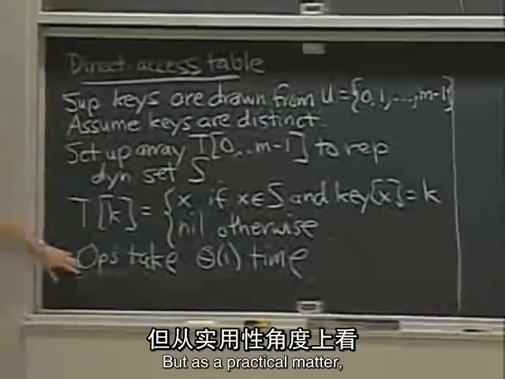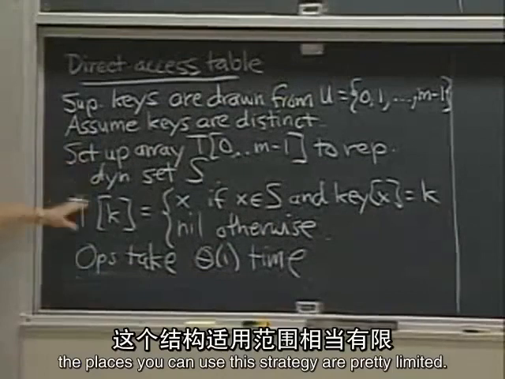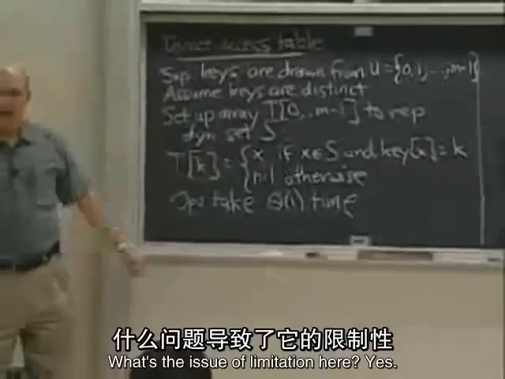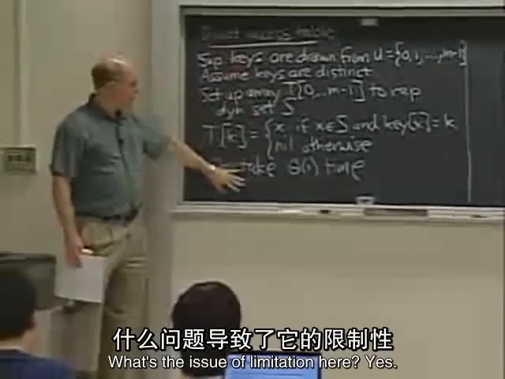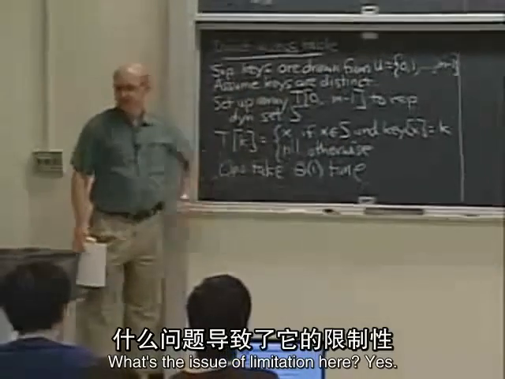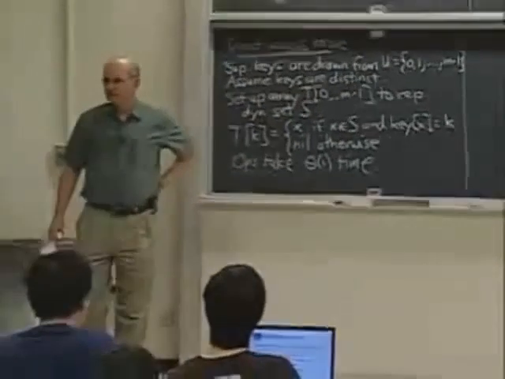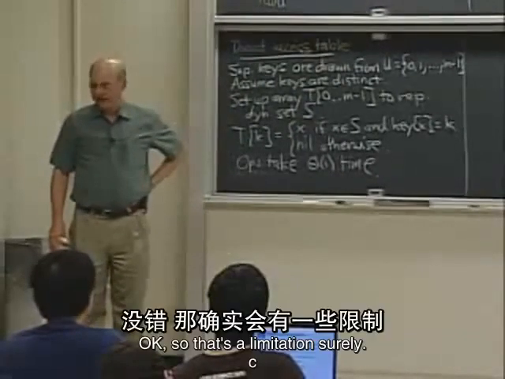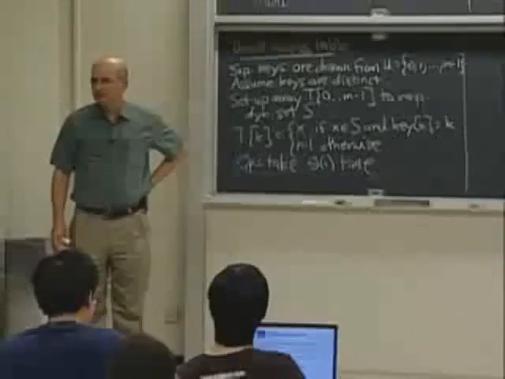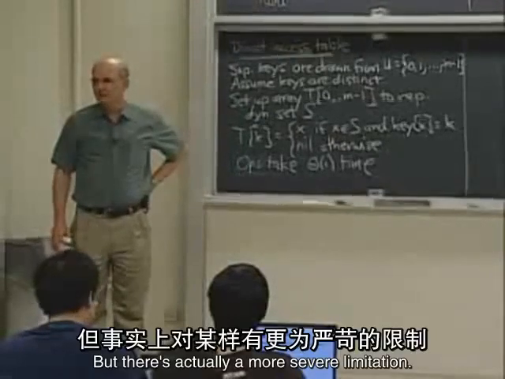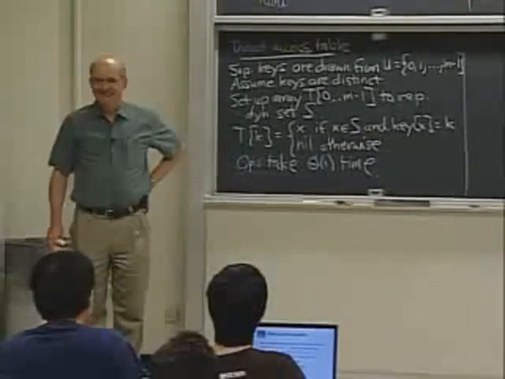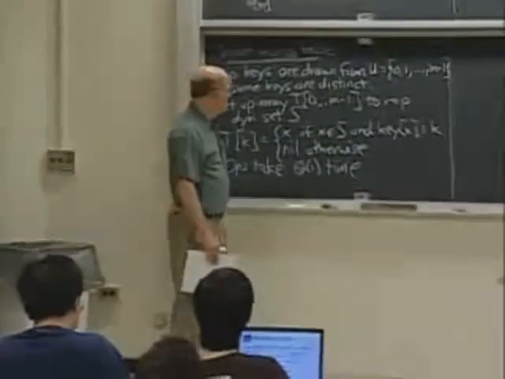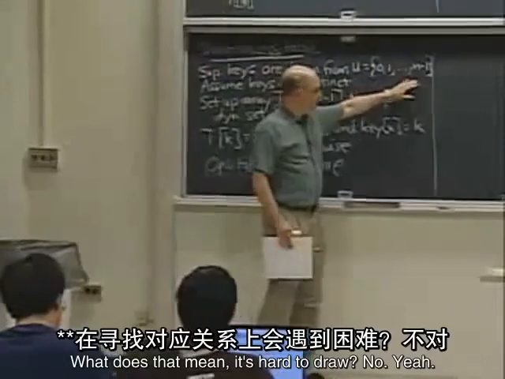But as a practical matter, the places you can use this strategy are pretty limited. What's the issue of limitation here? Yes? No, you already assumed that the keys are all distinct. I was going to say you have multiple. Okay, so that's a limitation, surely. But there's actually a more severe limitation. Yeah? Hard to draw the keys from 0 to m minus 1. What does that mean? It's hard to draw them.